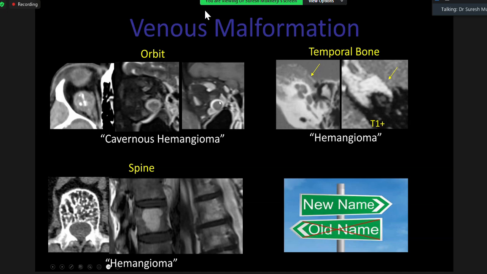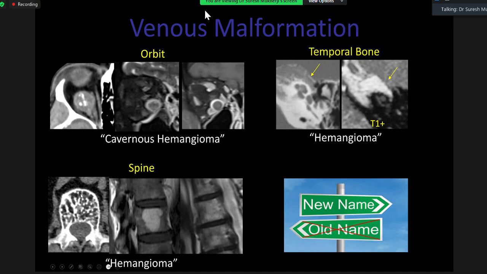And this was actually probably a small little area of clot right here in a venous malformation. So we don't call these cavernous hemangiomas, we call these venous malformations. Similarly, in the temporal bone, oftentimes here at the geniculate ganglion, we used to call these hemangiomas involving the facial nerve, and you can have this diffuse enhancement. We now refer to these as facial nerve venous malformations.